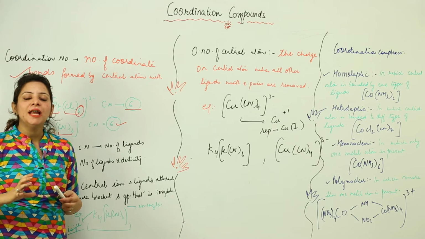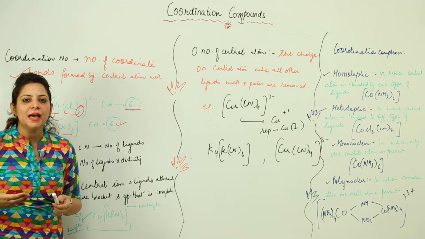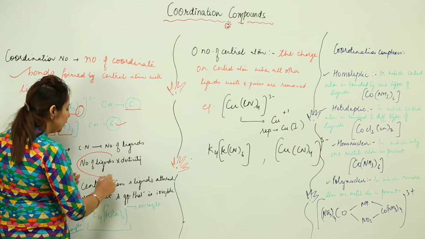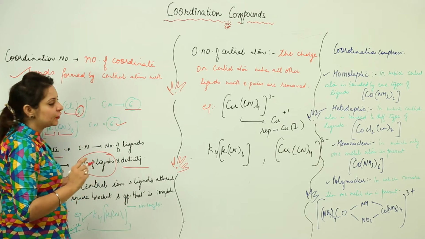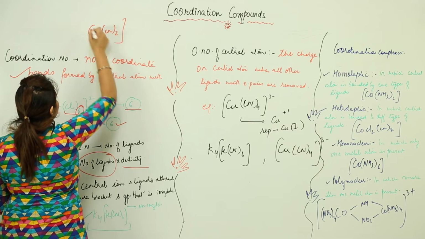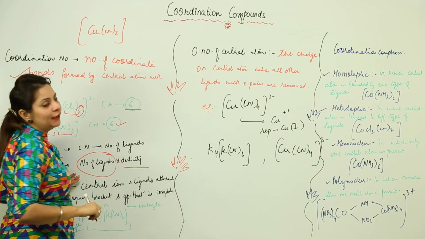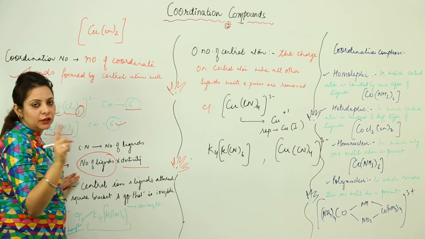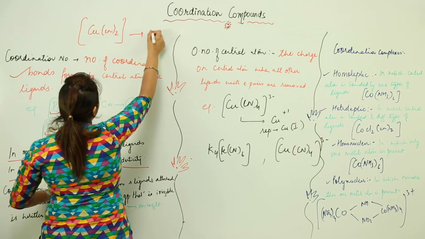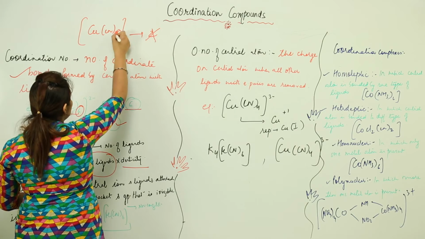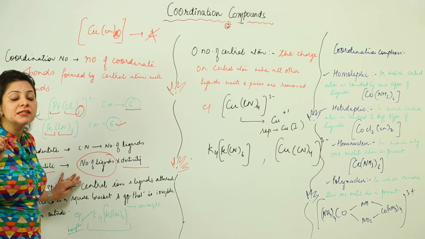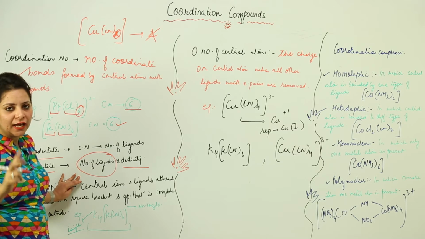But in case you have a ligand which has more than one donor site, then how are we going to see the coordination number? Number of ligands into denticity. For example, suppose I have this: to copper, ethane 1,2-diamine is attached, two molecules of ethane 1,2-diamine. So here the coordination number is not going to be 2, right? As you can see 2 here, don't think it is going to be 2, because en is bidentate, it has 2 donor sites.